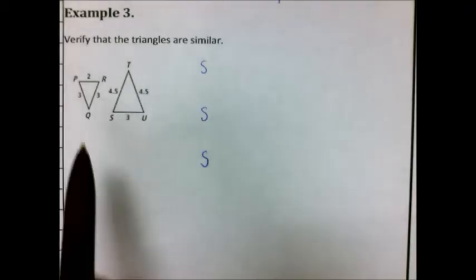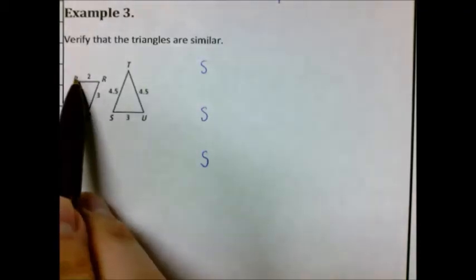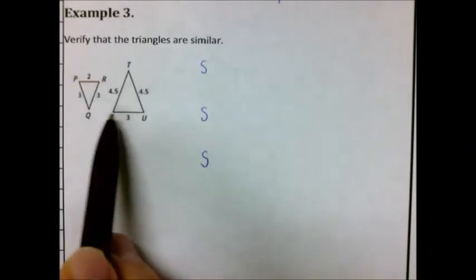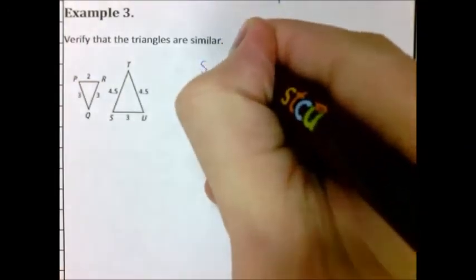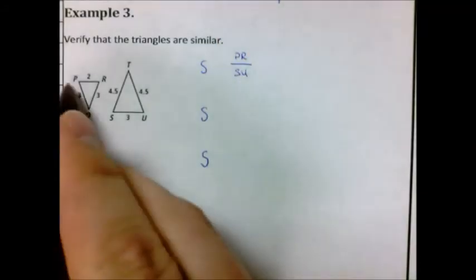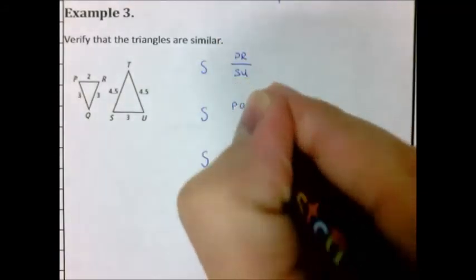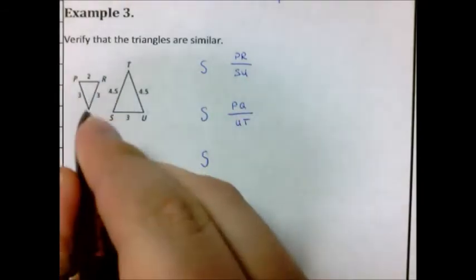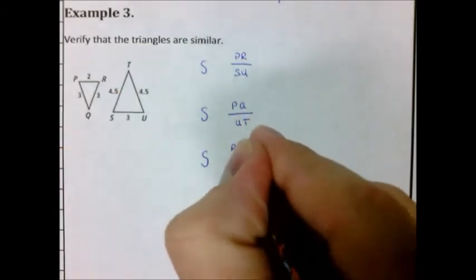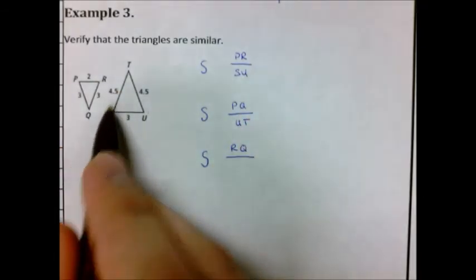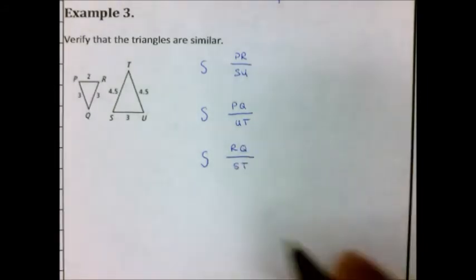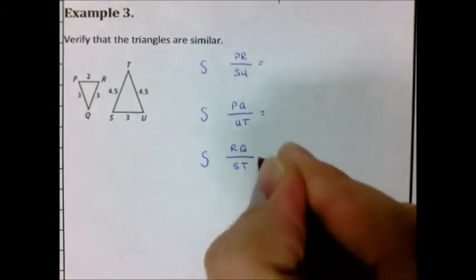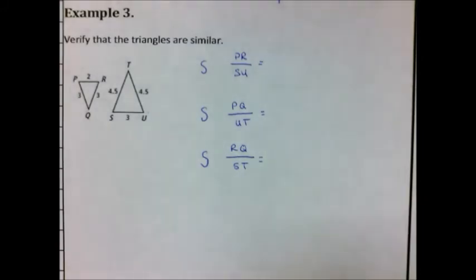Okay, so let's take a look at our corresponding parts. We've got line PR, that's going to be corresponding to line SU. PQ is going to be corresponding to UT. And finally, RQ is going to be corresponding to ST. Okay, and if we write out all of these ratios here, if they're all the same once you get it into its most basic form, then we will have proportional sides, right?